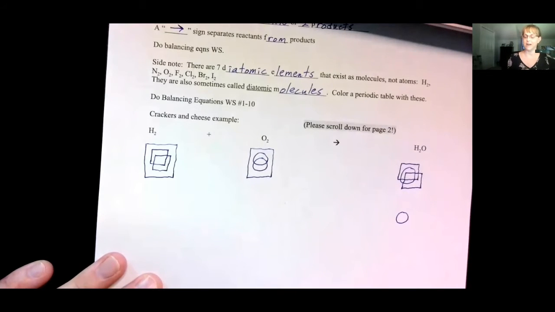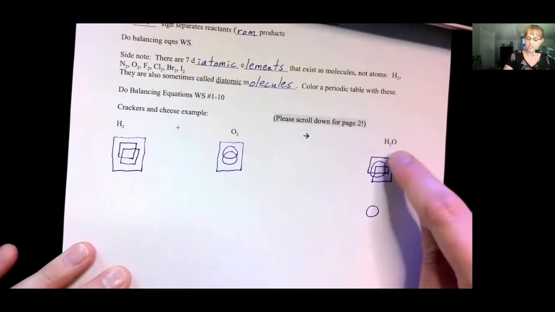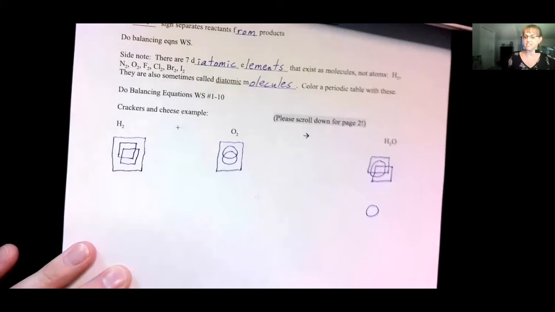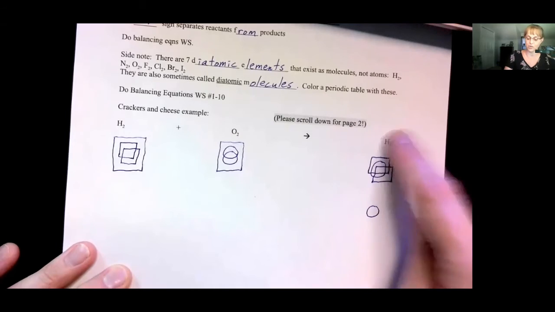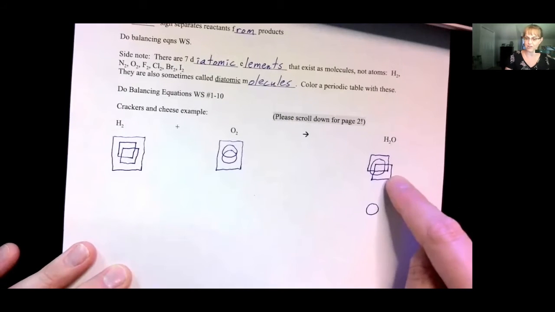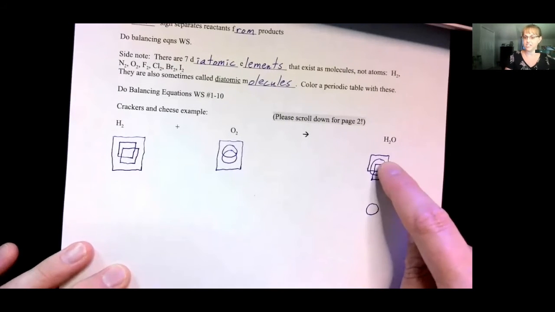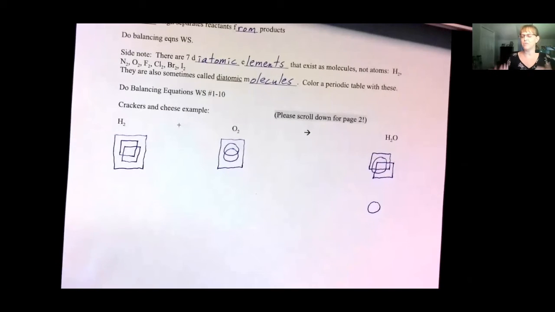You want to make a cracker and cheese sandwich. And the only kind of cracker and cheese sandwich you want to make is this kind, with 2 crackers and a piece of cheese in the middle, which leaves you with a leftover piece of cheese. So this equation is not balanced because this is not H2O: 2 hydrogens, 2 crackers, and 1 oxygen, 1 cheese. So how can we fix this? How can we make this balance?